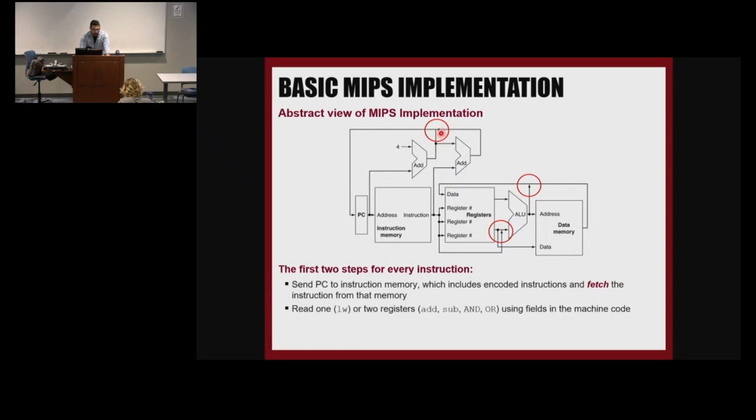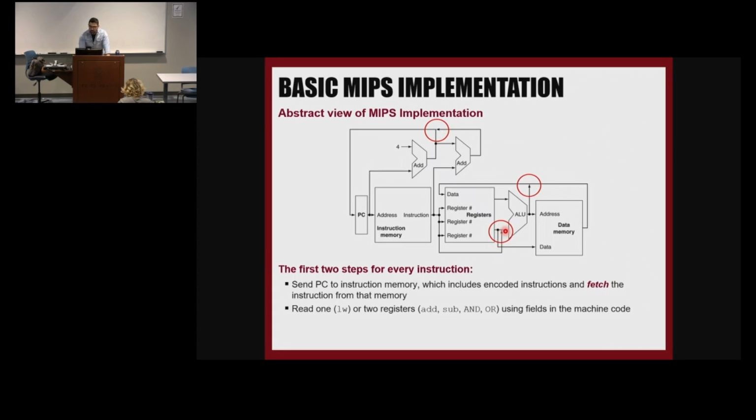These are the points where we have more than one input, but just one output. For example, the program counter can either come from PC plus 4 or come from here. What we're doing here is calculating the branch target address, okay? But how we choose between these two possible inputs is through a multiplexer.